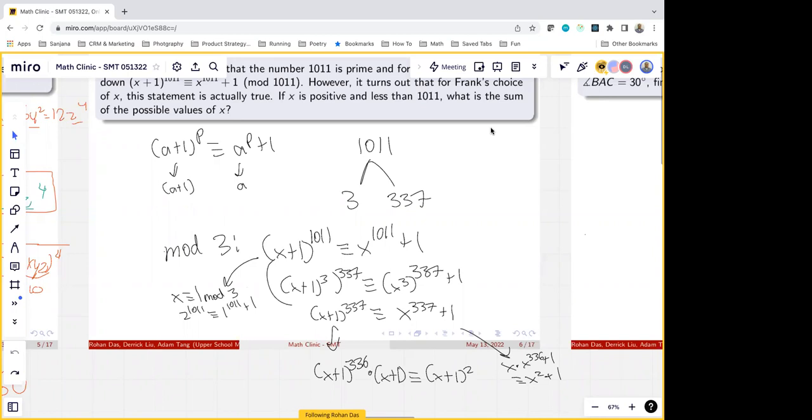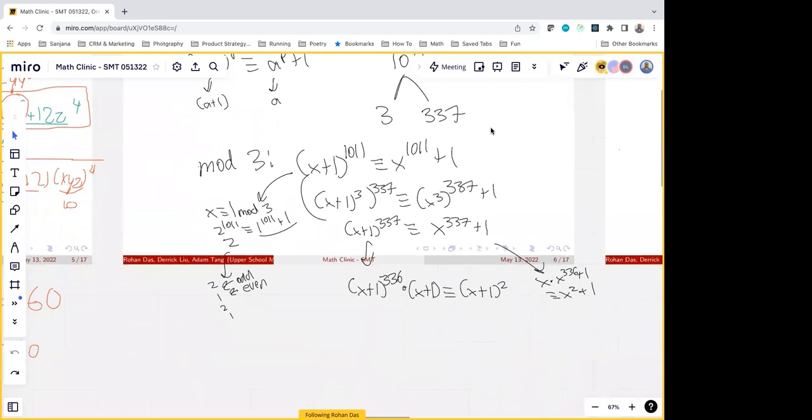And 2 to the 1011 is indeed 2, which we would expect from this, because if we look at the powers of 2 mod 3, they alternate between 2, 1, 2, 1. This is for odd, and this is for even. And then we can use similar arguments for the other residues.